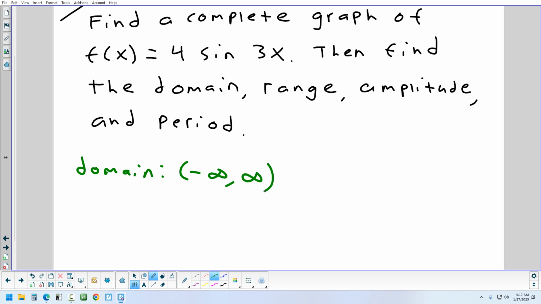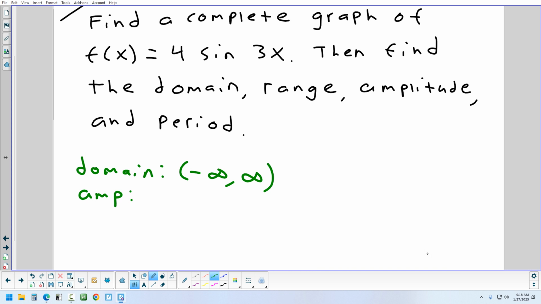All right. Let's do the amplitude. This is something we talked about a couple weeks ago. Does anybody remember what number there has to do with the amplitude? Is that the 4? And what do we have to do with this number to get the amplitude? Yeah, take the absolute value.